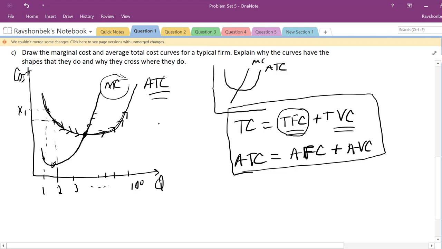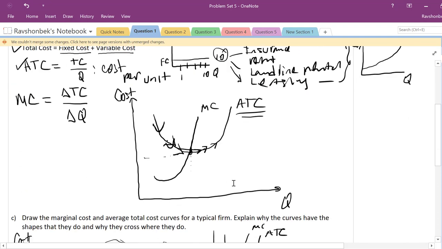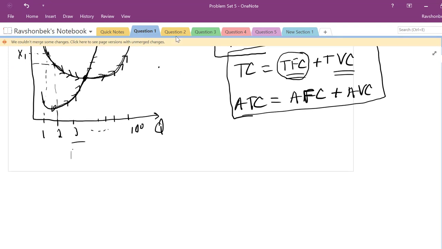So the marginal cost starts to increase as a result of costly production, because we only have one capital and many labor, and dividing the cost of labor, which is the wages, by the number of units just tells you that this is shooting up eventually. So as a result, ATC will start pulling up. Okay, so that's why they cross where they cross, and also why they have these shapes. Now we'll move on to number 2, if that's clear.